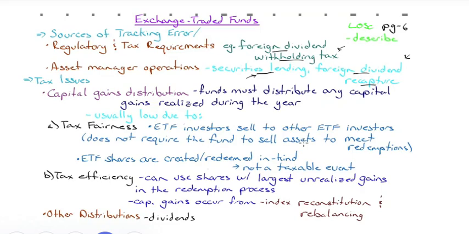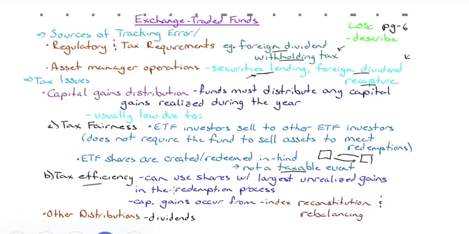The ETF sponsor itself does not have to incur any capital gains activity by selling anything because it doesn't have to. ETF shares are created and redeemed in kind, and anytime something is created or redeemed in kind, that is not a taxable event. So I deliver to you this, and you deliver to me this. That's not a taxable event. It's just whatever the fair value of that transaction is, that becomes the new carrying value. So because of that, ETFs have tax efficiency. They can use shares with the largest unrealized capital gains in the redemption process.